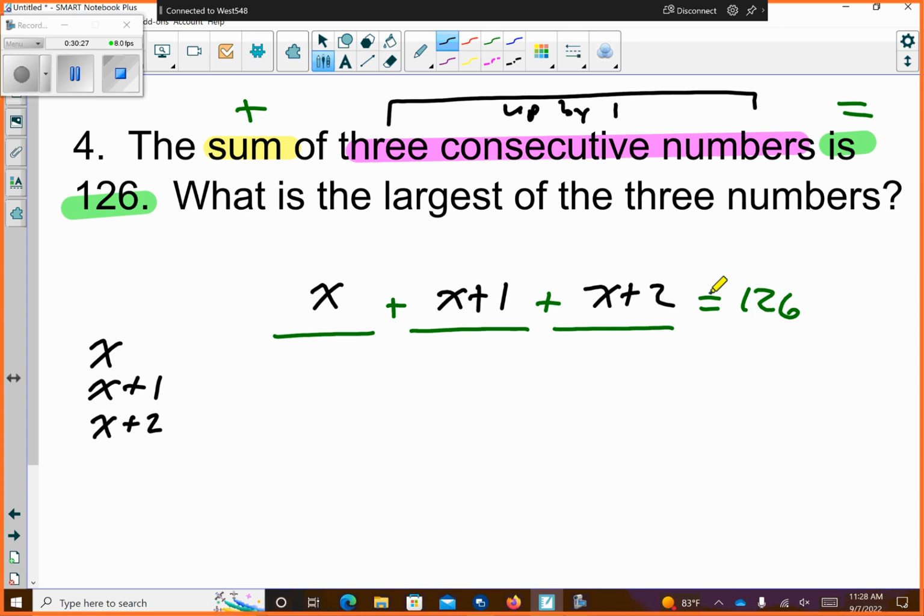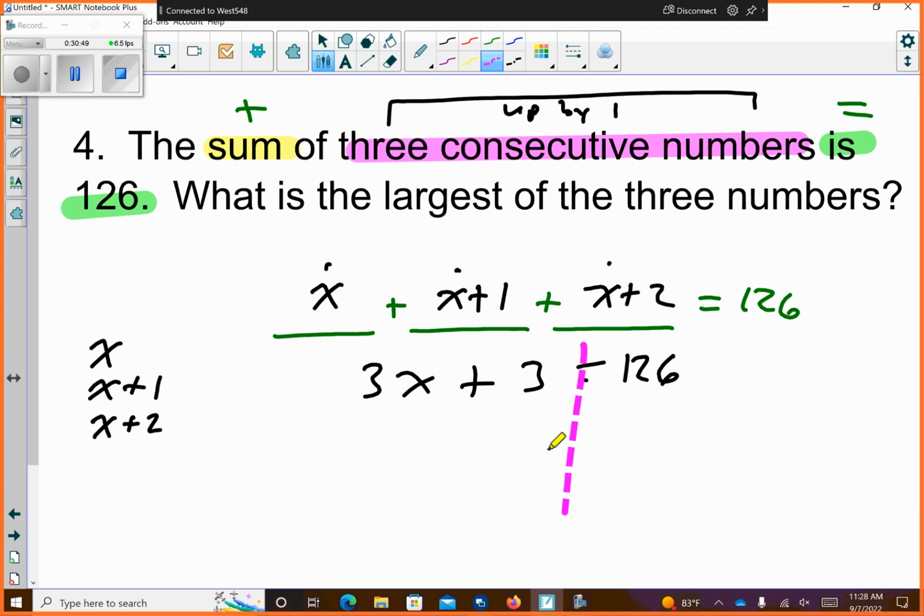Does that make sense? All right, how many x's do I have up there? 1, 2, 3, right? So that's 3x. And then 1 added to 2 is 3. And that's equal to 126.